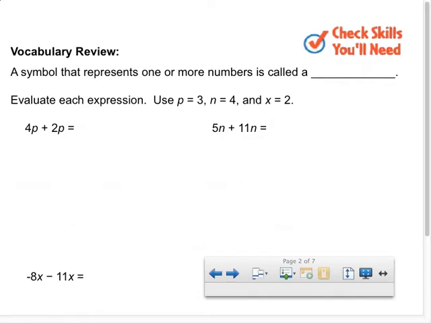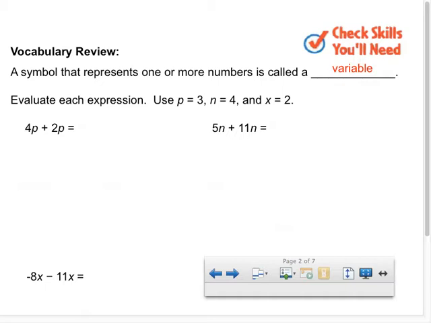A symbol that represents one or more numbers is called a, somebody in class? Justin. A variable, very good. Okay, I'm going to show you two methods. I'm hoping you used what we did yesterday to complete these. What kind of expressions are these called? Algebraic expressions. Remember, an algebraic expression has at least one variable. So these are all algebraic expressions.